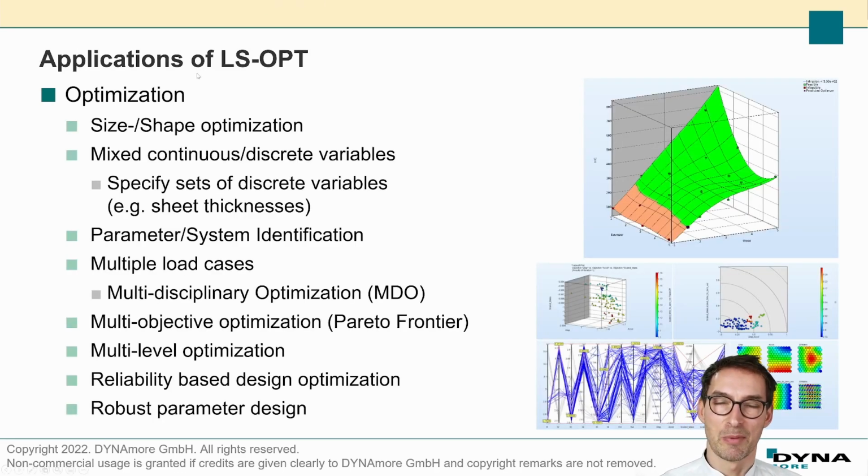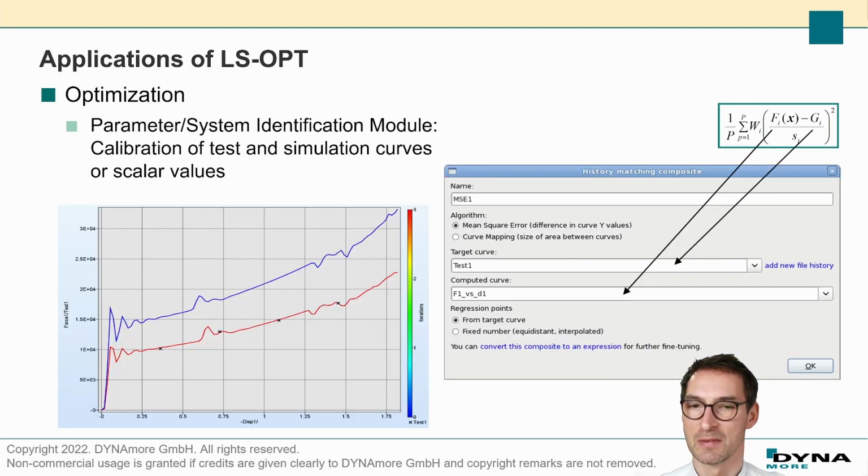Okay, application of LS-OPT. I already said at the beginning, whenever you can parameterize something in your model, you can use LS-OPT to optimize these specific parameters. You have a kind of multi-objective optimization and so on. There are a couple of ways, but I will go through this in the example session.